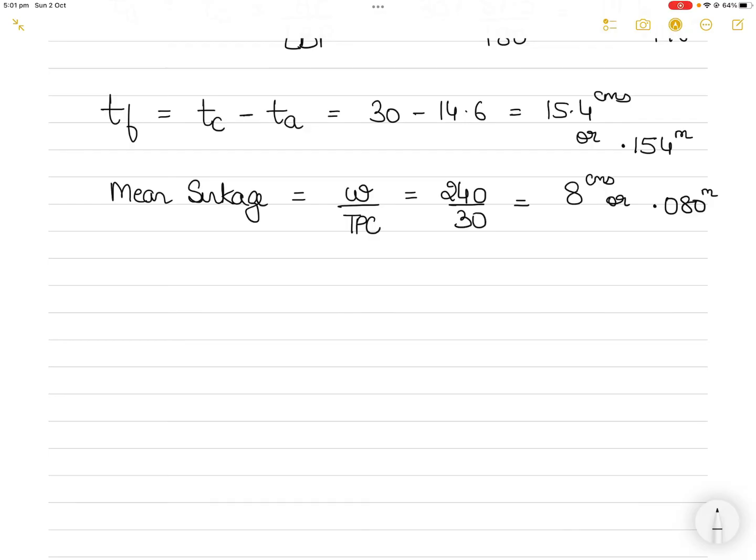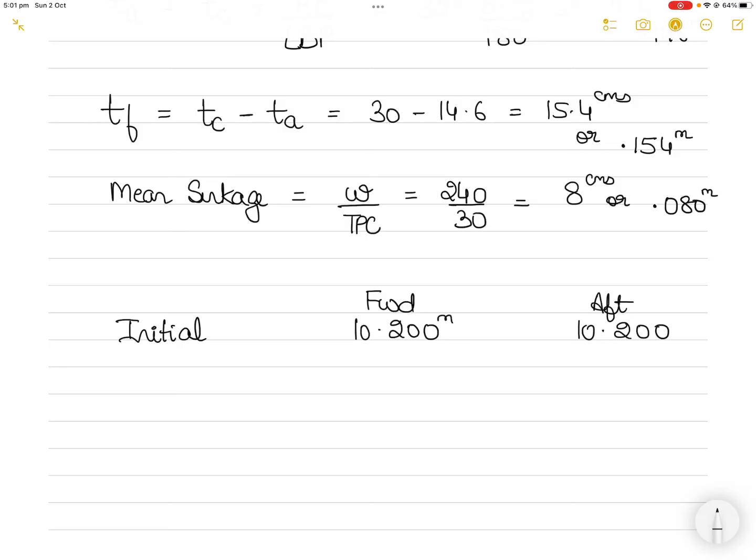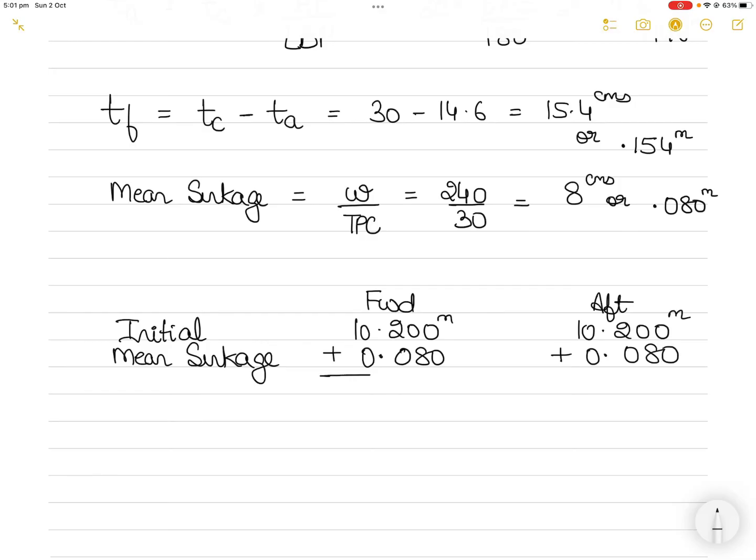All right, now let's write the drafts forward and aft. So initial drafts forward and aft, let's start with initial drafts. The drafts that we started off with were even keel, 10.2 meters, 10.2 meters, right? Everything is in meters, remember. Add the sinkage. So the mean sinkage will apply to both forward and aft draft of the vessel because of the vessel becoming overall heavier. So 0.080, and the same correction will be applied aft as well. So the draft will become 10.280, and in this case also 10.280.